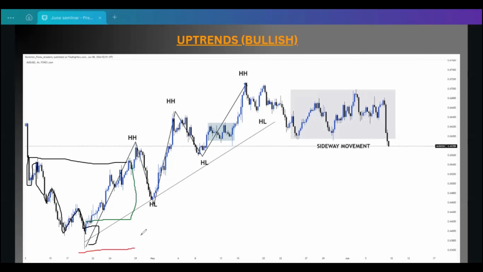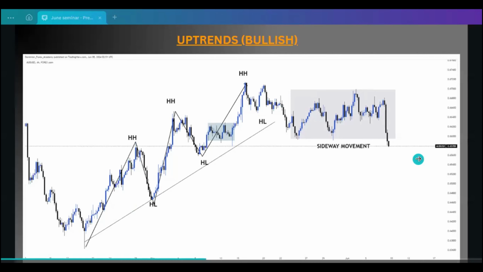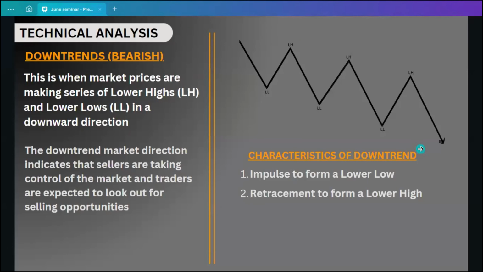So come on now, look at it. This is a very good risk to reward ratio. So that is that. Now moving on to the next topic, which is downtrend.